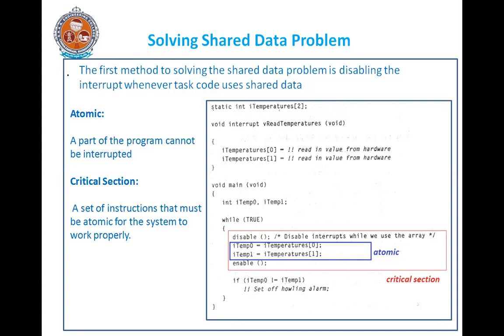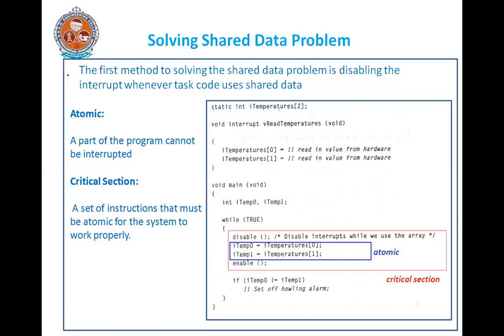To solve its shared data problem, the nuclear reactor program needs only to disable the interrupt that reads in the temperature. If other interrupts change other data, the time of day, water pressures, steam pressures, etc., while the task code is working with the temperatures, that will cause no problem.